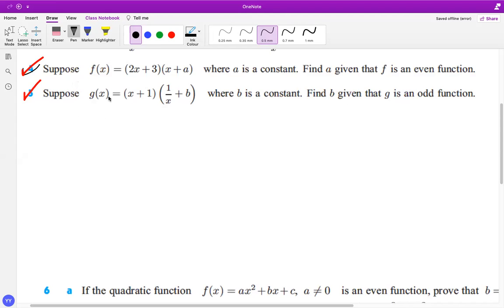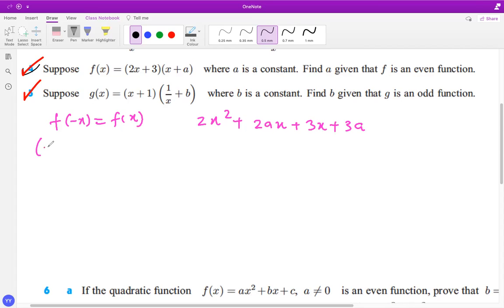So let's take the example where f of x is (2x plus 3)(x plus a). They have asked to find a such that f is an even function. So in such a case, since it is an even function, it's pretty simple to write down the relation first: f of negative x is f of x. So replace x with negative x, or you could just open the bracket first, it makes a lot of sense. So it'll become 2x squared plus 2ax plus 3x plus 3a.